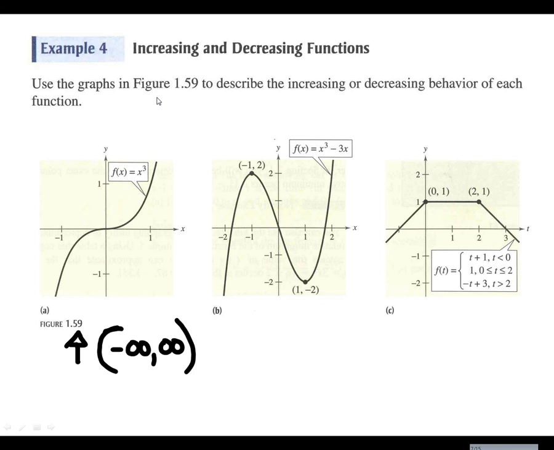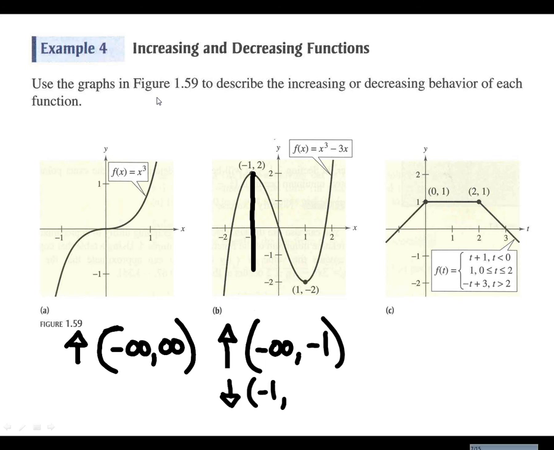Well, on this one, we're increasing from negative infinity, and then we stop increasing right here. So that x value there is negative 1. Then we start to decrease. We're decreasing from negative 1 to this point, to positive 1. And then we're increasing again all the way forever and ever. So from 1 to infinity, we're going to be increasing.